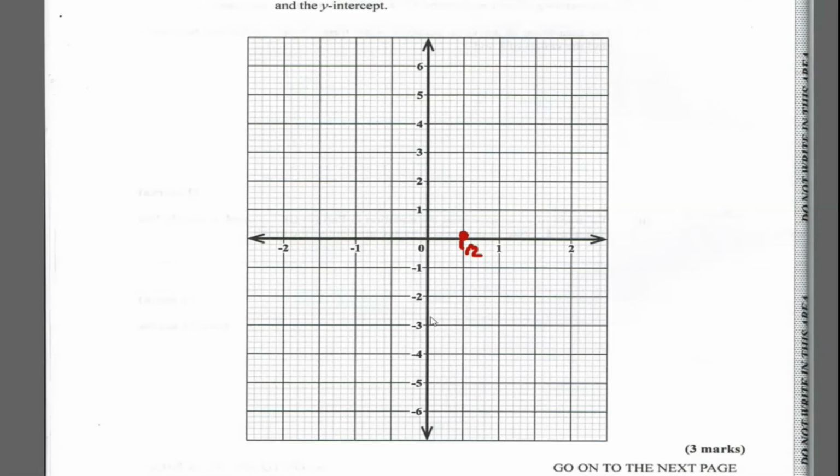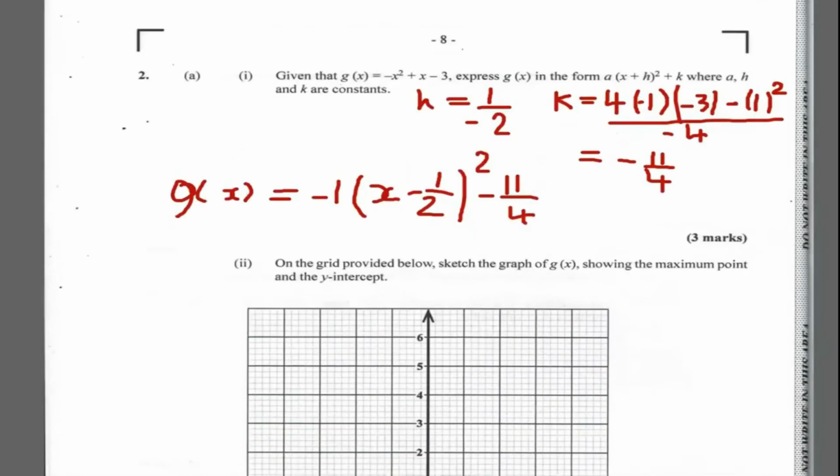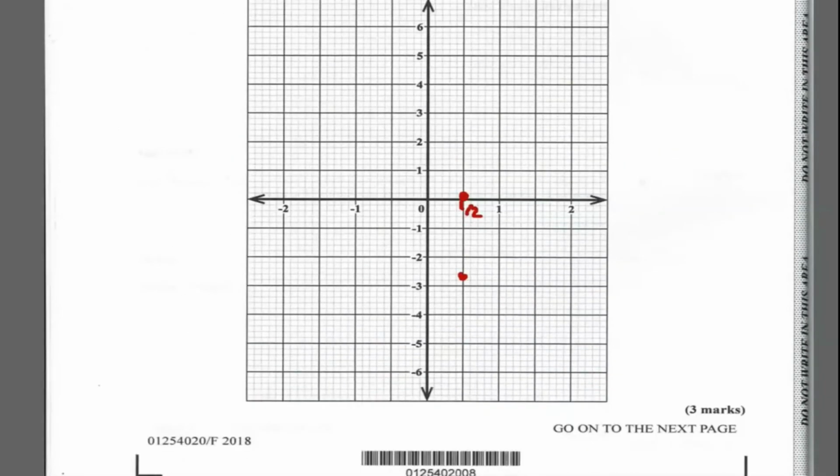I don't like the scaling because it's really difficult to find 2.75. 2.2, 2.4, 2.6, 2.8, so 2.75 will be somewhere here. I don't like this scaling. So this will be the maximum point. All right, that's the maximum point. Then it cuts the y-axis at negative 3. All right, so we can sketch the graph now. So this is how the graph looks. All right, that's the graph.